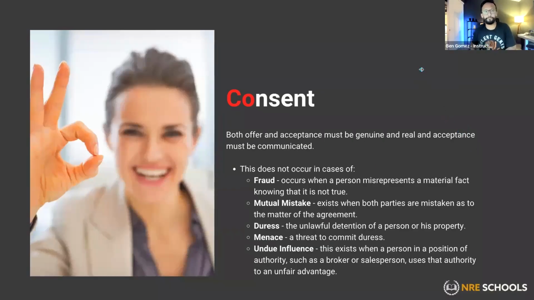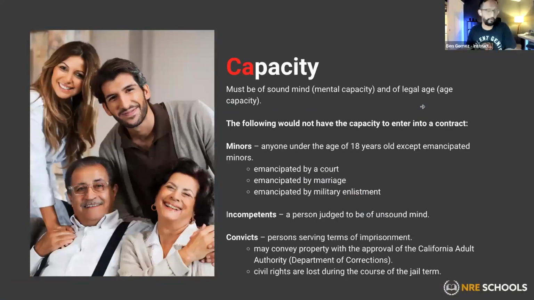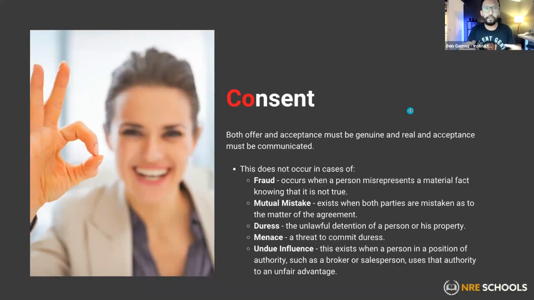So let's talk about consent. We need consent. We need agreement from both parties. Both the offer and acceptance must be genuine and real. This does not occur when there's fraud involved, or when there's a mutual mistake. A mutual mistake exists when both parties are mistaken as to the matter of the agreement. Both parties didn't realize it, so that agreement isn't enforceable.